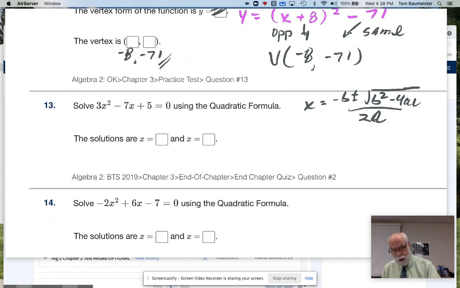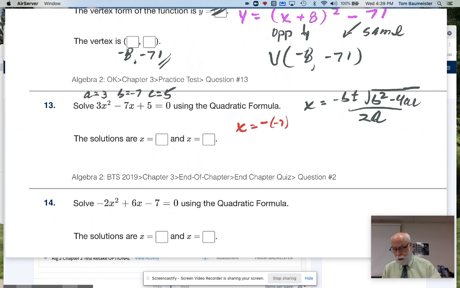Okay, so our a in this case is 3. Our b is negative 7. And then our c is equal to 5. So when I plug that in, remember I told you what I do is every single time I have to put something in that form. Whenever I replace a variable with a number, I put it in parentheses, and this should show you why. So x is equal to, I have a negative, and I have a negative 7.